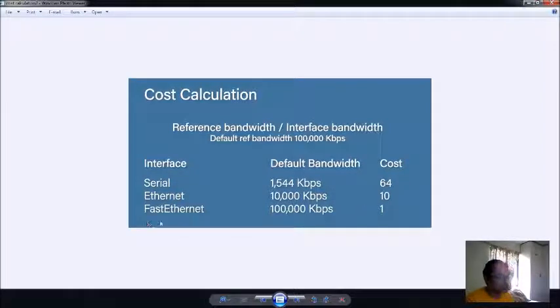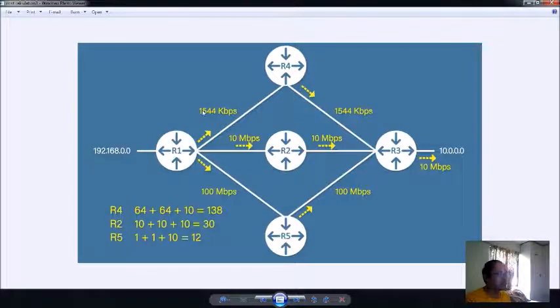Much more if you are using gigabit Ethernet. So the answer will always be 1. So any interface bandwidth greater than 100,000 kbps, the result will always be 1. Okay? Sige. So I hope nakuha na tong idea. Now let's try to give an example here.